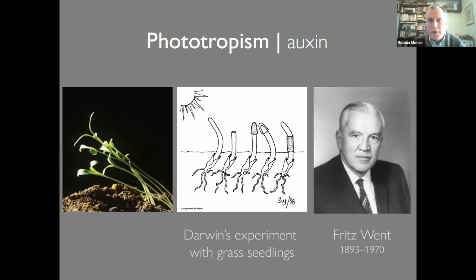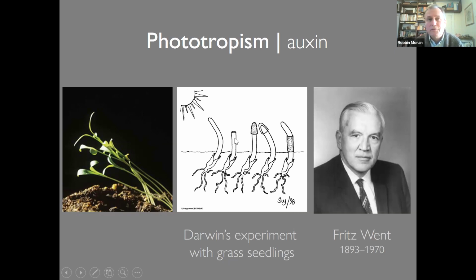Darwin, in this book, The Power of Movement in Plants, describes some experiments that he did, which were very famous. They're repeated in basic botany courses today. If you germinate grass seedlings, as Darwin did, they grow towards the light source. They bend towards the light source. Darwin noted that if you cut off the apex, look at this middle illustration here, that bending does not take place.